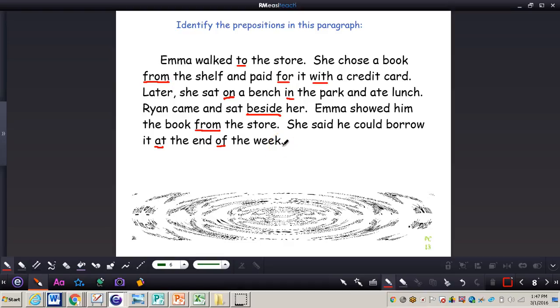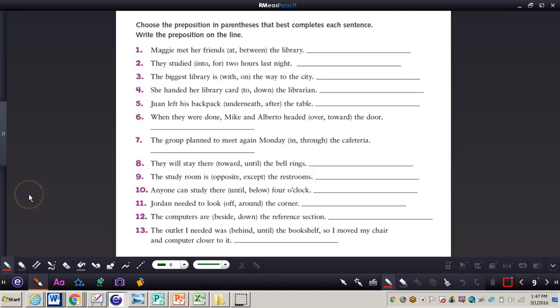All right, let's take a look at page 133 in our practice companion book, and we'll continue to take a look at some prepositions. Now you can see at the very top it says a preposition is a part of speech that shows the relationship between a noun or pronoun and other words in a sentence. Some commonly used prepositions are found in that box below, and you can take a look at that. All right, so for the directions here, it says choose the preposition in parentheses that best completes each sentence. Write the preposition on the line.